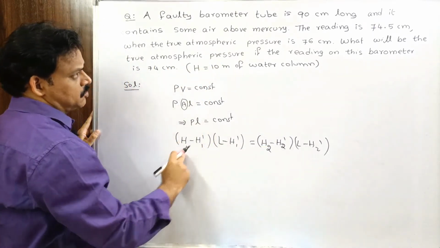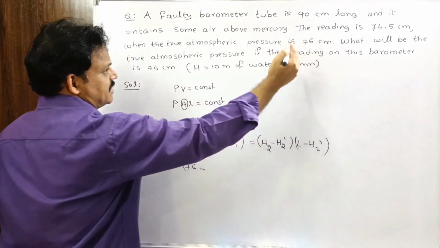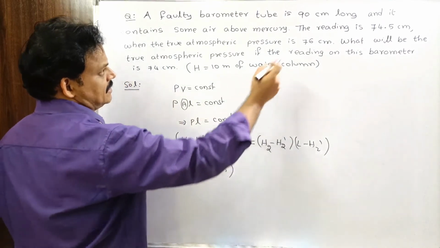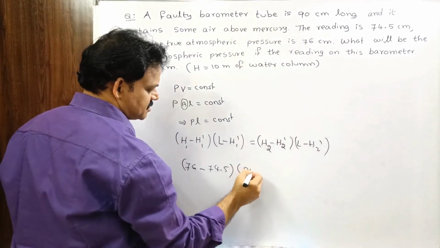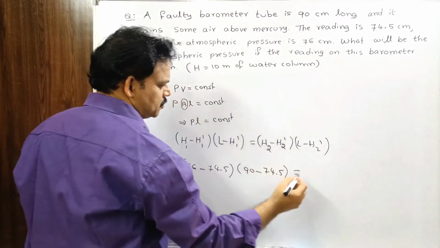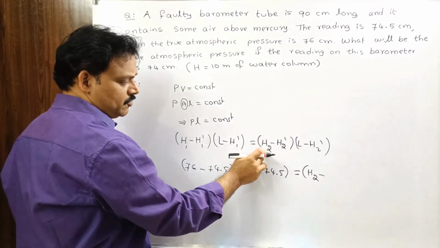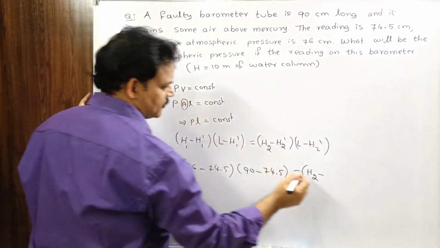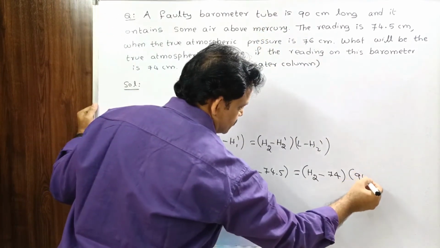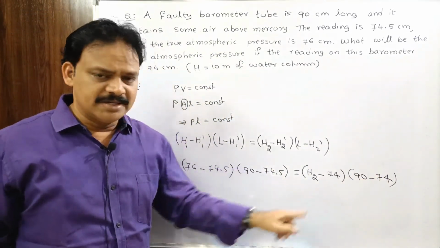Here H1, the true atmospheric pressure, is given as 76 in the first case, and H1 dash, its reading, is 74.5, and capital L, the length of the barometer tube, is 90 centimeters. H2 is the true atmospheric pressure we need to find out. This is the parameter we need to find, and H2 dash is given as 74, with L the length of the tube, 90 minus H2 dash, 74. So the only unknown parameter is H2.